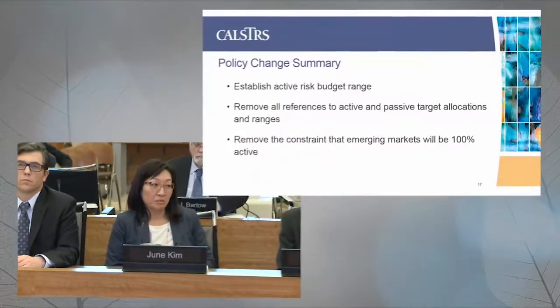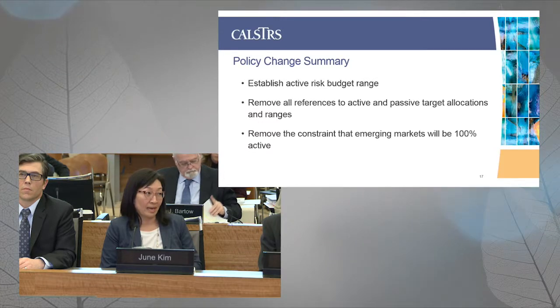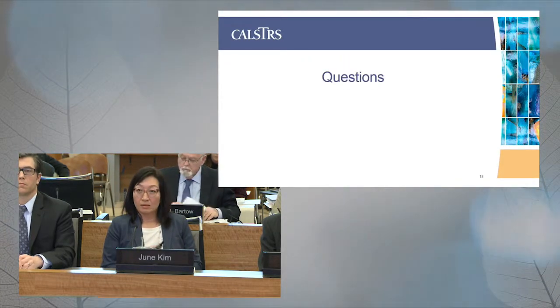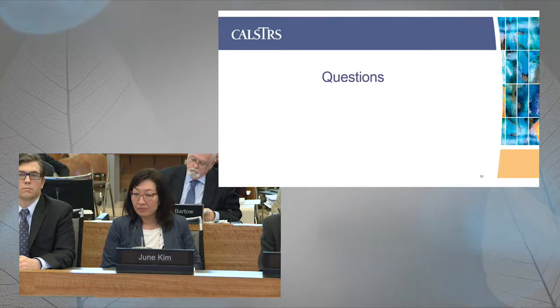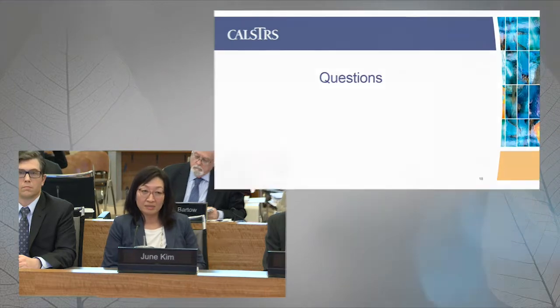All right, last slide. To sum it up, here are the changes that we foresee would have to take place in order to establish an active risk budget. There would be changes to the global equity policy language to remove references to active and passive target allocations and ranges. And then we would also remove the constraint that emerging markets would be 100% active. We will come back at the next meeting with information about how the committee could monitor this type of active risk budget, some examples of reports, and we'll take your questions and then incorporate that in. We're happy to take questions. Turn it over to Makita.